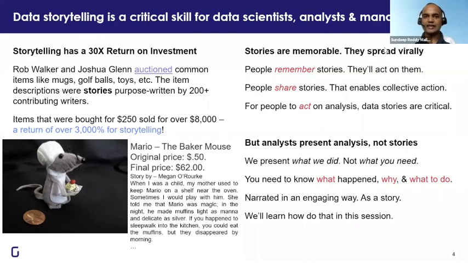And by virtue of you understanding this, you share these memories. That's the intended outcome of data storytelling. You want people to act on your analysis. And data storytelling is the critical element that would help people bridge the gap from analysis to action.